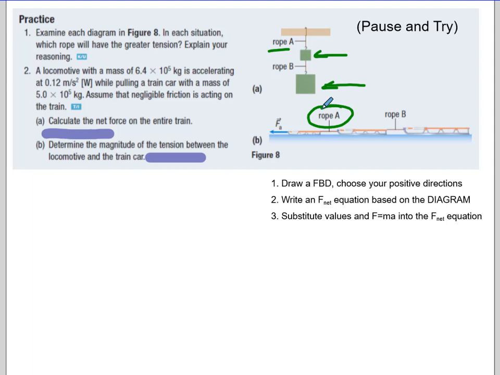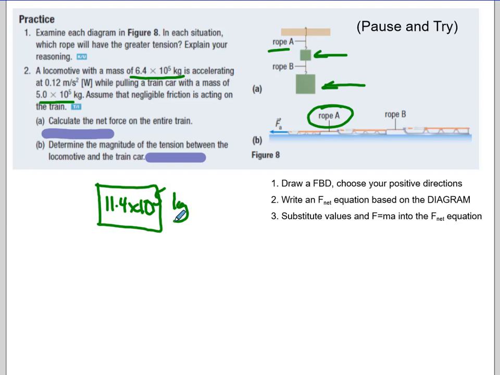Number 2, a locomotive with a mass of 6.4 times 10 to the 5th kilograms, accelerating at 0.12 meters per second squared while pulling a train car. Assume negligible friction is acting on the train. Calculate the net force on the entire train. Okay, so you could just do one system box that takes those two masses and adds them together. So that looks like it's 11.4 times 10 to the 5th kilograms. Okay, so you could take those two together.